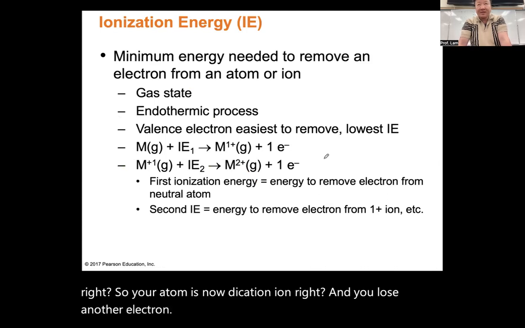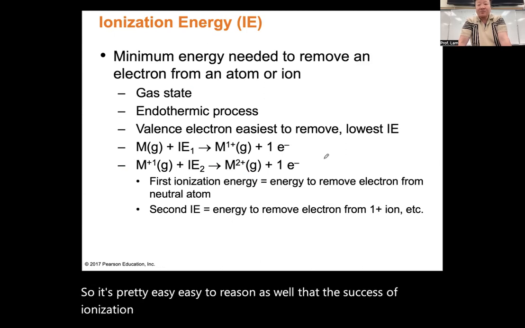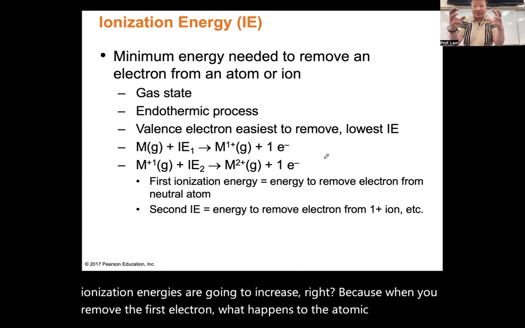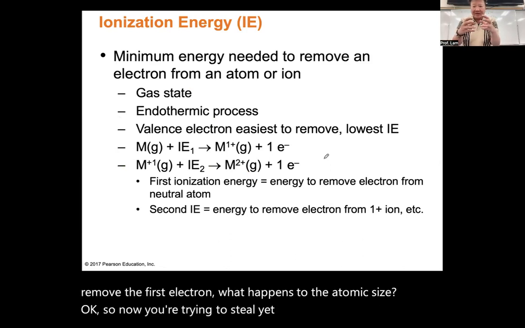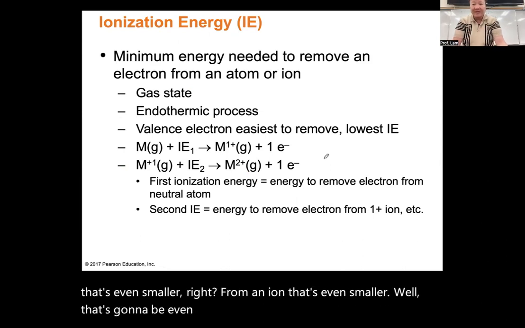It's pretty easy to reason as well that the successive ionization energies are going to increase, right? Because when you remove the first electron, what happens to the atomic size? It shrinks. So now you're trying to steal yet another electron from an ion that's even smaller. Well, that's going to be even harder, right? So successive ionization energies are always going to increase.